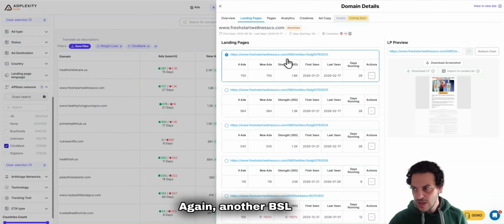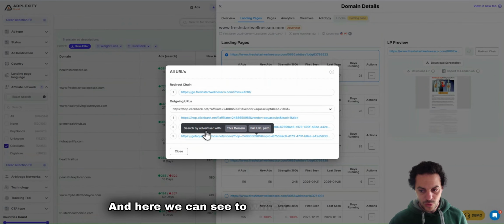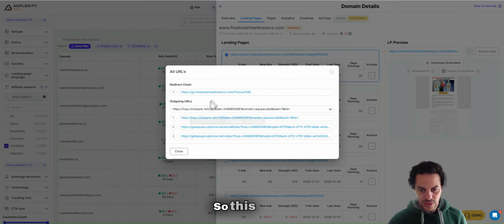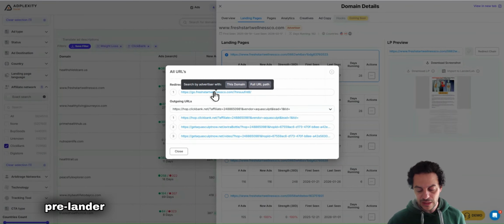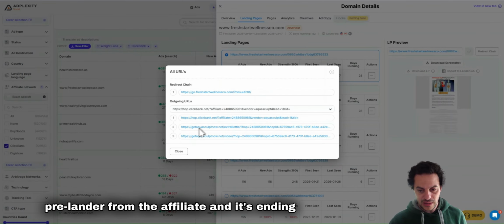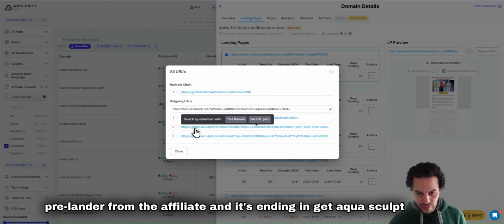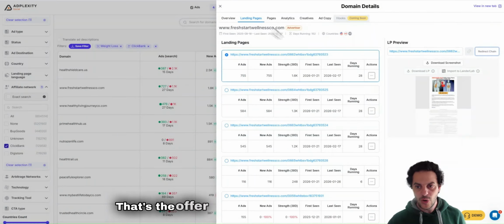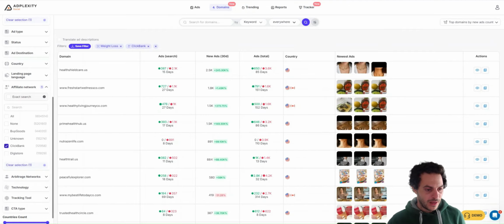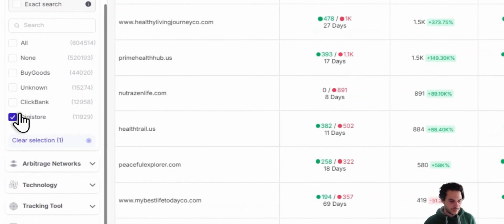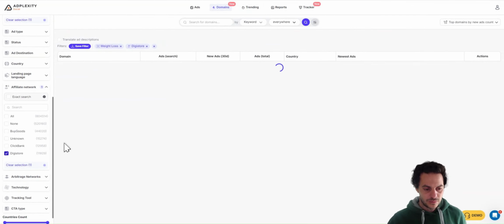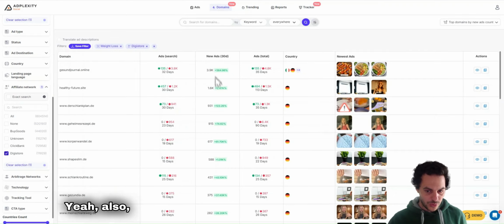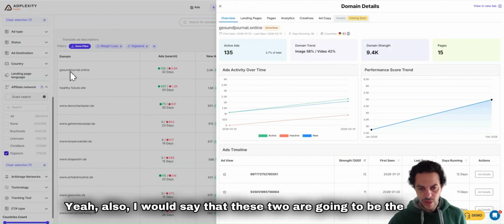Again, another VSL here. Let's see the redirect chain, and here we can see to which offer this is going. So this is the pre-lander from the affiliate, and it's ending in getaquasculptnow.net. That's the offer that this affiliate is promoting. Let's see if we have something in Digistore. Yeah, also I would say that these two are going to be the ones.